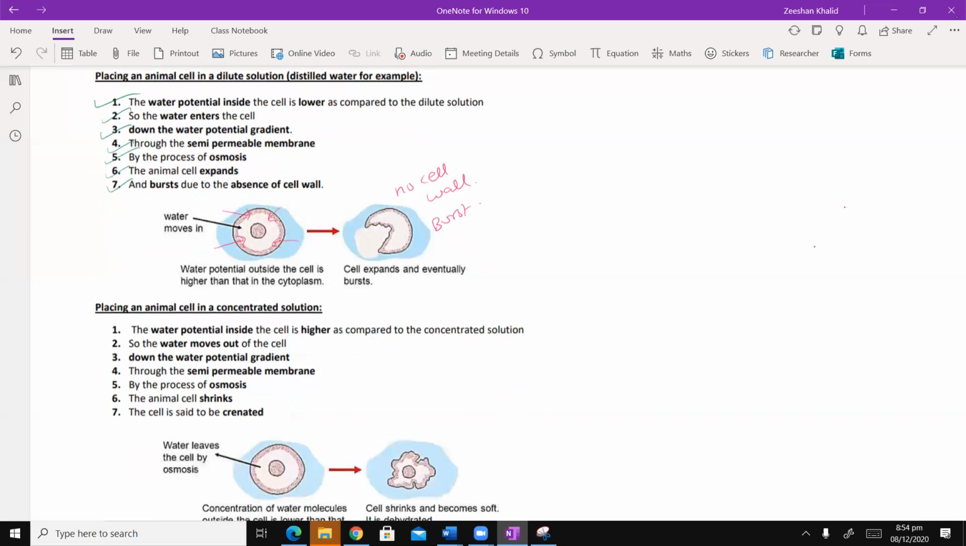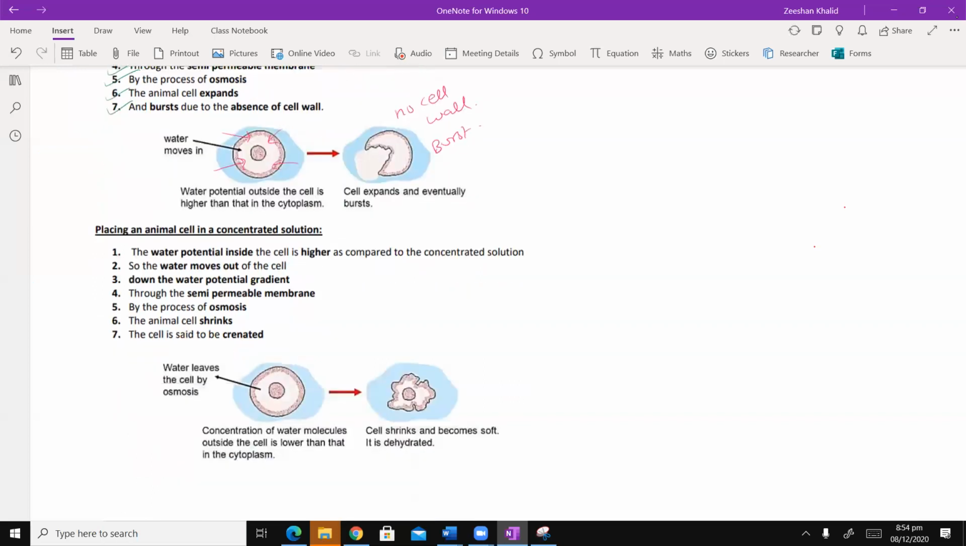And then the opposite scenario is placing the animal cell in a concentrated solution, okay? Which means that now the water potential inside the cell is higher, which means that the water will move out of the cell, down its water potential gradient through the semi-permeable membrane by the process of osmosis. And in this, the cell's situation we do not call plasmolysed. There's a special word and we say that the cell has become crenated.